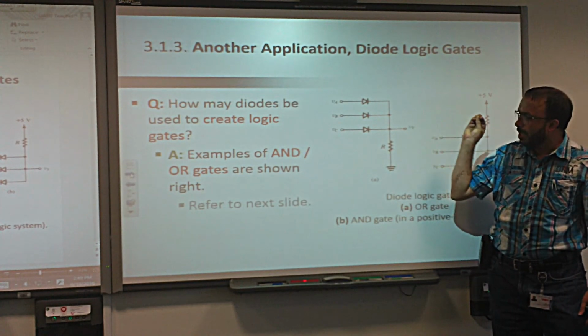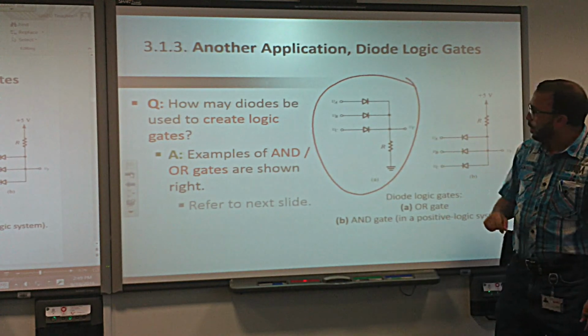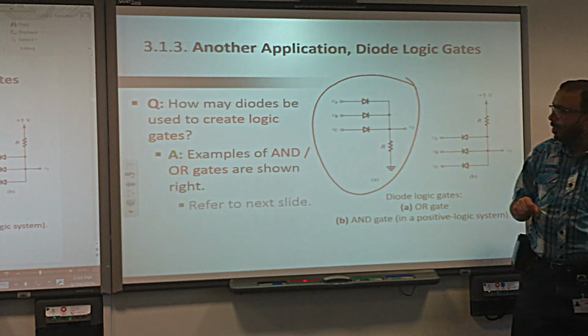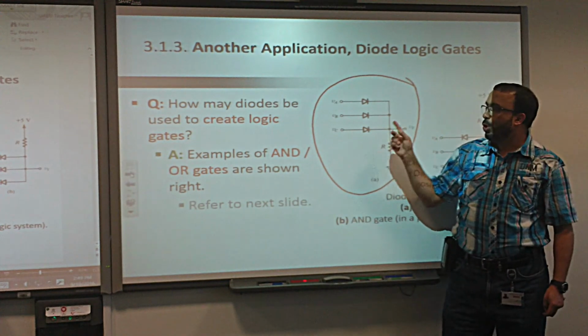So in this case, we apply the concept of the diode and use it as an ideal diode, as a logic. So in this circuit, we apply the logic gate. Which logic gate in this case? Here, this is the logic gate. Which one of the logic gates?